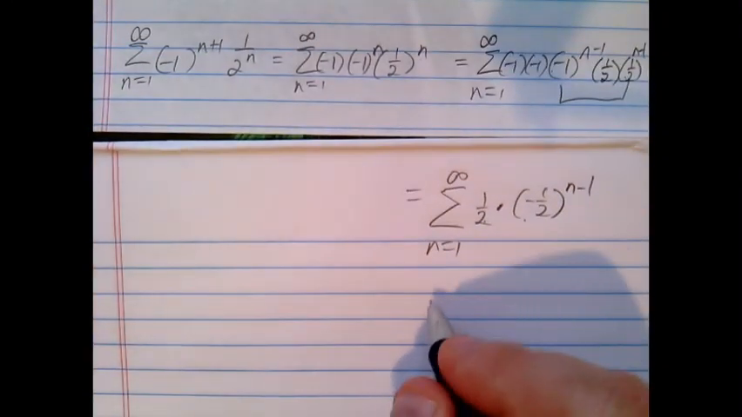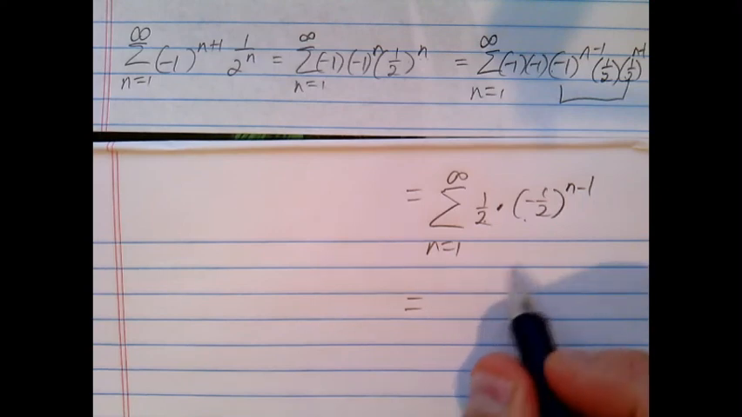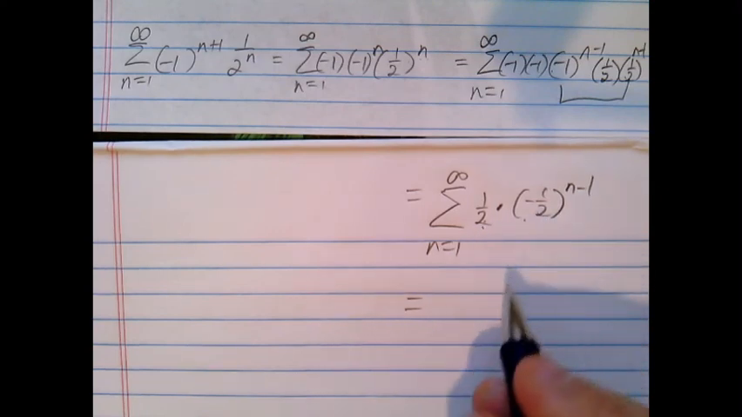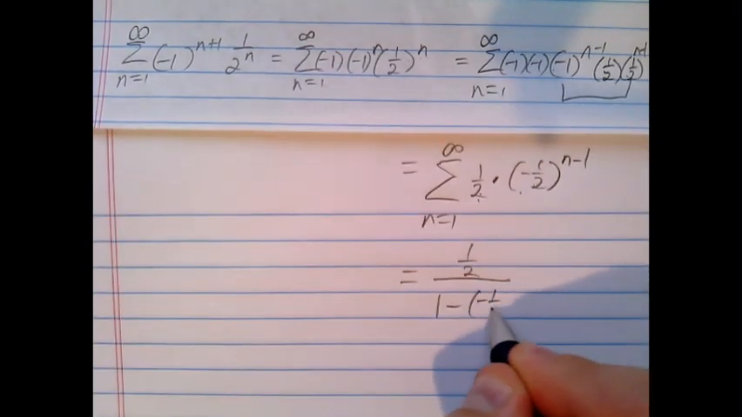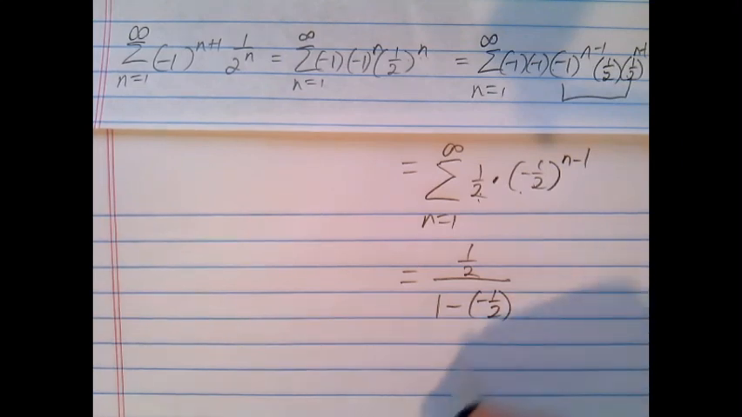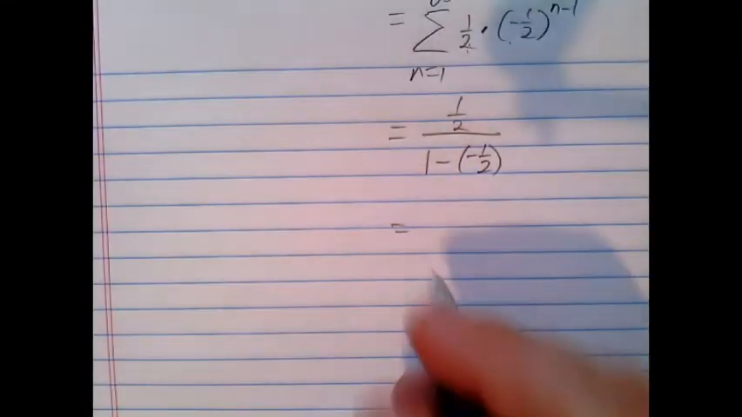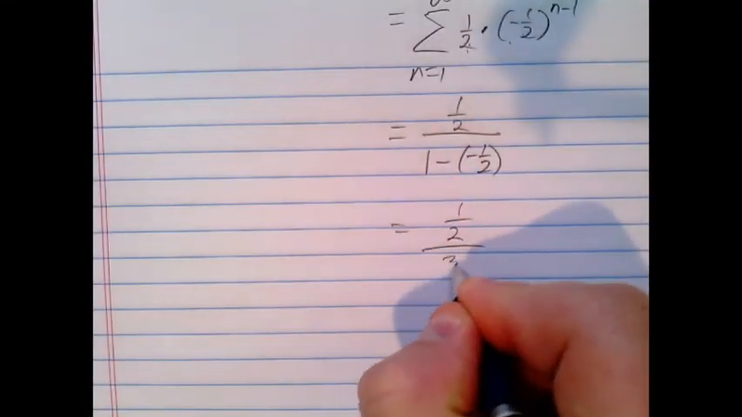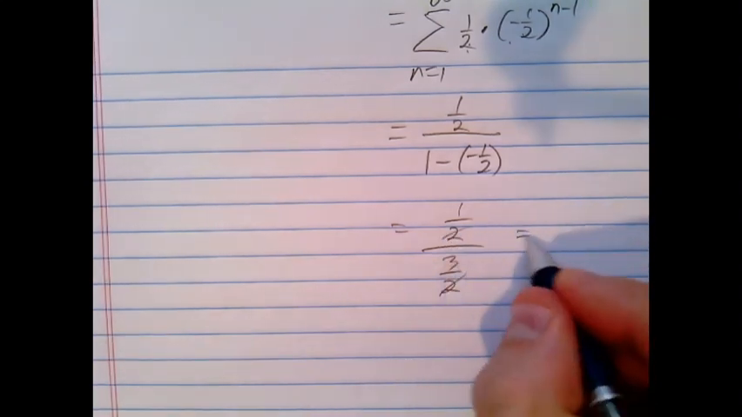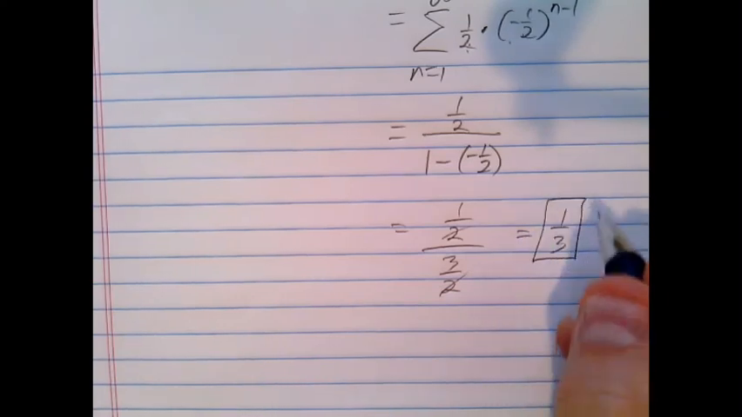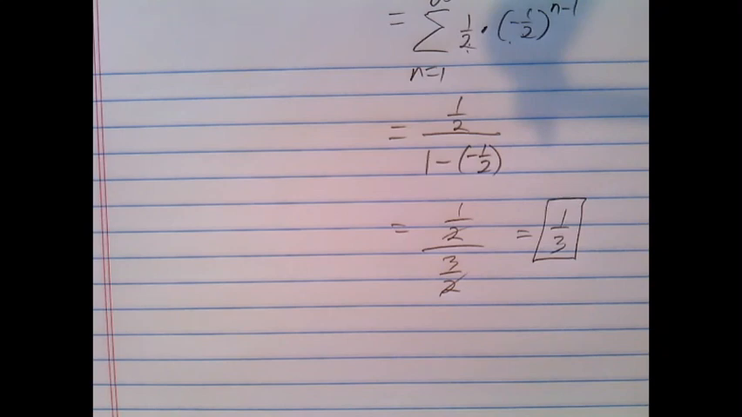So I can apply the formula that says that this would be equal to a over 1 minus r. So 1/2 over 1 minus negative 1/2. Now check this out. This is kind of cool. That would be equal to 1/2 over 3/2. And if I flip this bottom fraction, the 2's are going to cancel, and I get 1/3. That's the exact value of the entire infinite sum of the series that we're talking about in 283.